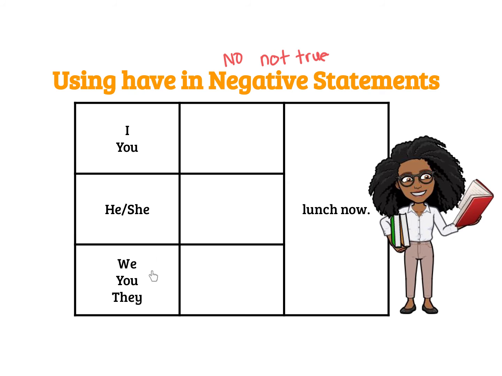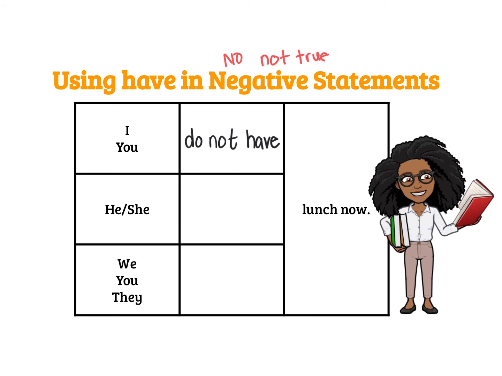First, you see our pronouns. First up, we have I, you. When you are using have in a negative statement and the pronoun is I or you, you'll say I do not have. For example, I do not have lunch now. You do not have lunch now.